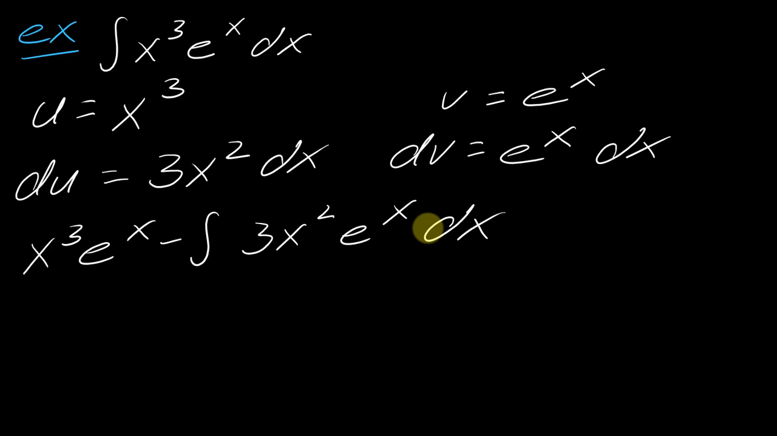Okay, so here's the deal. I still can't integrate this, right? But I'm making progress, because now instead of having x cubed, I have x squared. So I'm making progress on this, and now I have to start the process over.